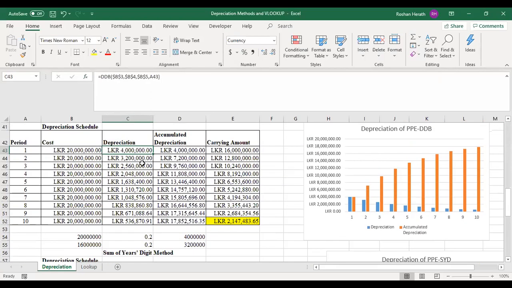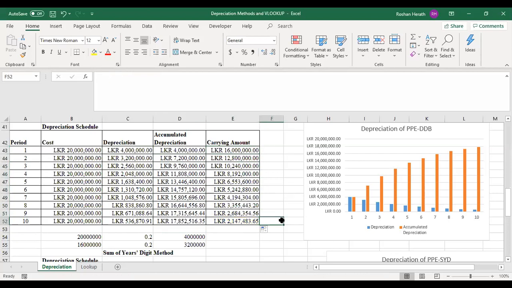The double declining balance. Yes, we have dragged them down. First year we have taken that, second year after the previous year plus the current year, C44. Then we have dragged them down. According to the carrying amount, starting from the first year, we can simply drag them down.